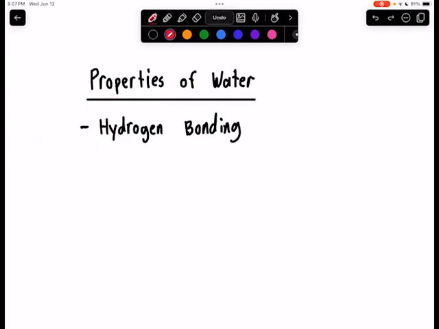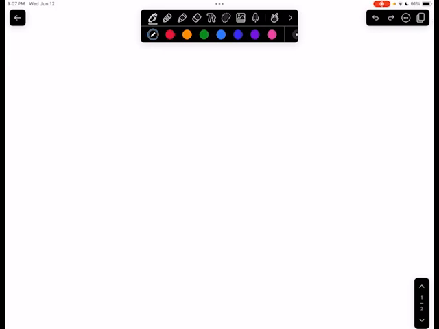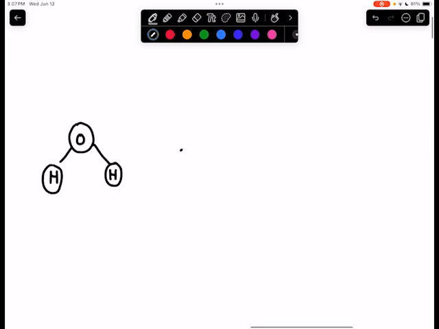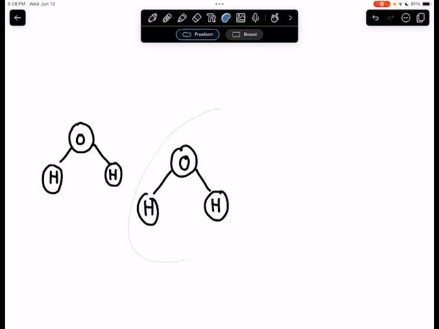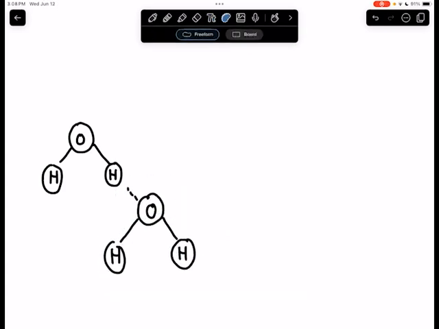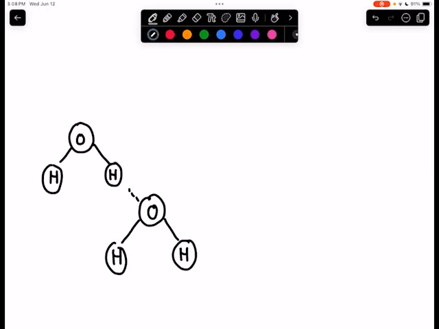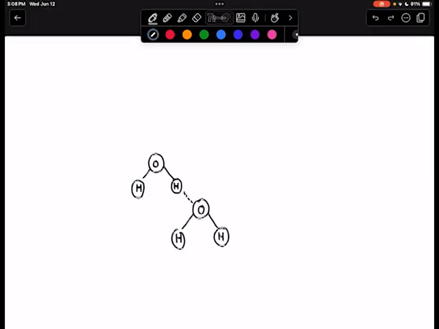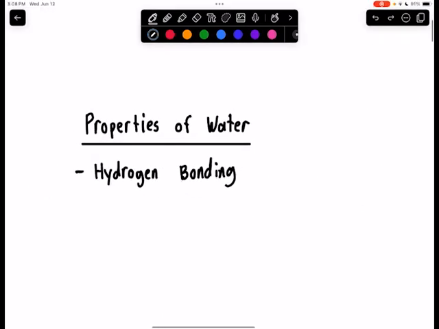If you don't remember, I'm not going to go into the exact specifics of how hydrogen bonding works because that's in another video. But basically, if you have a water molecule and another water molecule, there's a little attraction force between these two molecules, like that. It's between the oxygen of one and the hydrogen of another. So that's hydrogen bonding, just really quickly.